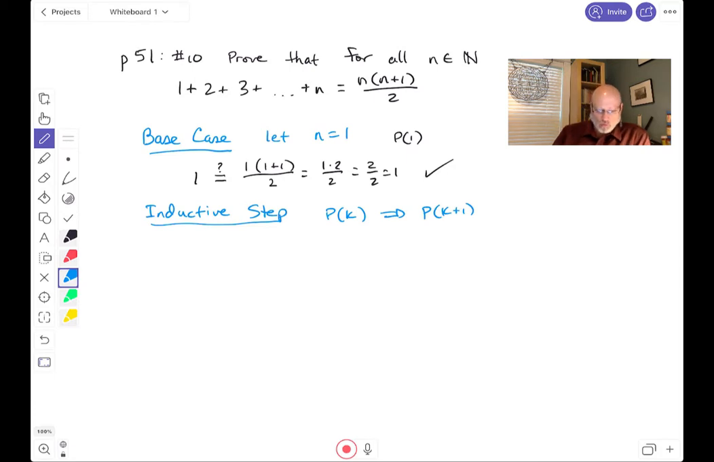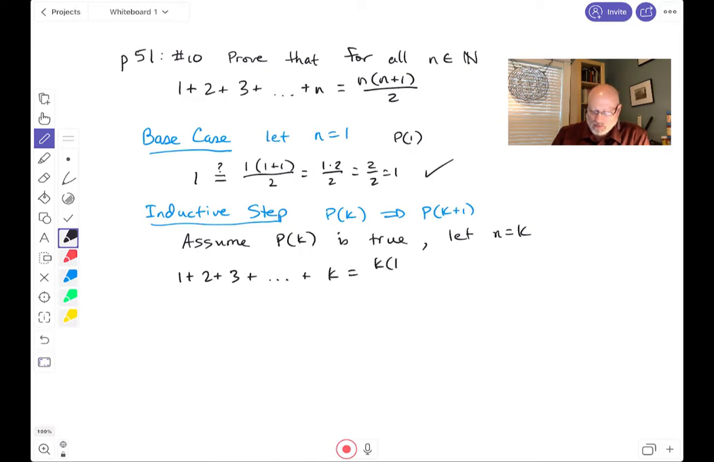Okay? So what we do with the inductive step is we start by assuming that P of k is true. This is another way of saying let n equal k. So what does this mean? It means that, in other words, 1 plus 2 plus 3 plus ... plus k equals k times k plus 1 over 2.